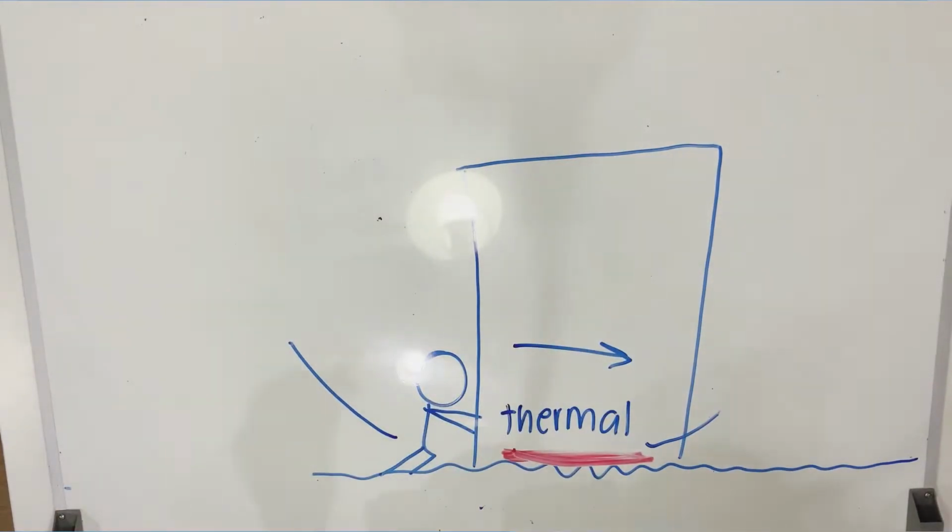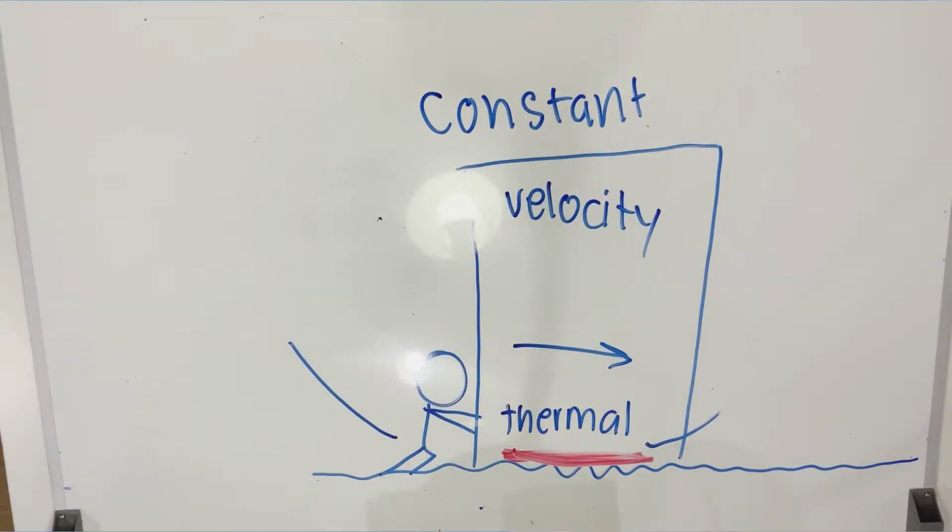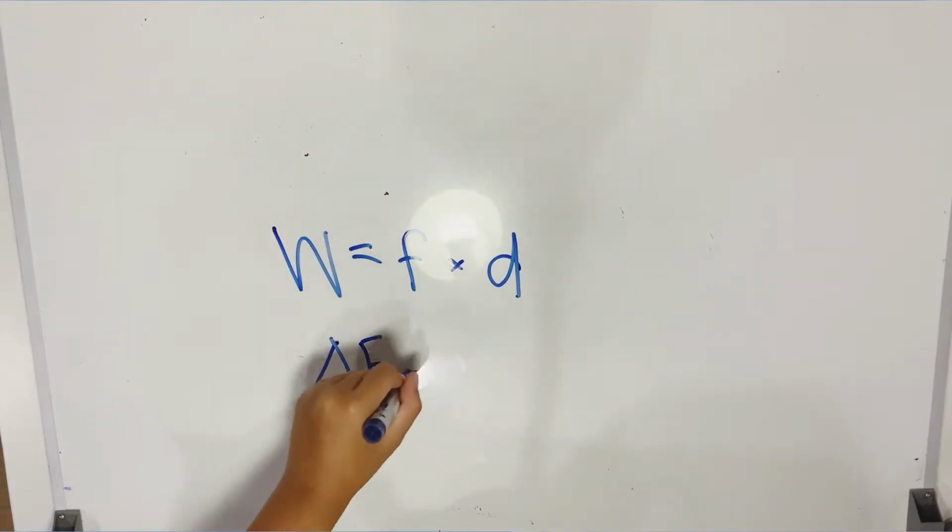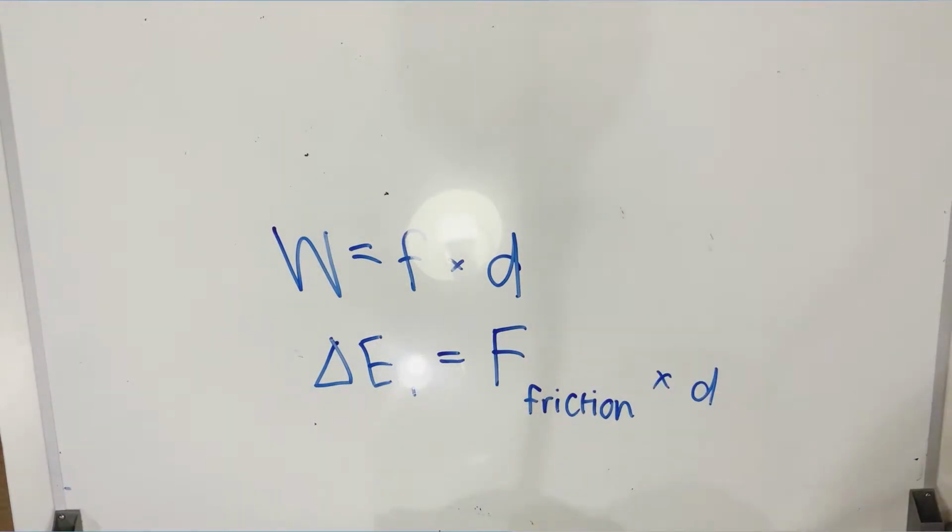Using the definition of work done by a force parallel to the motion of an object moving through the distance d, work equals force times distance. If the coefficient of kinetic friction is μk, then it can also be written as that.